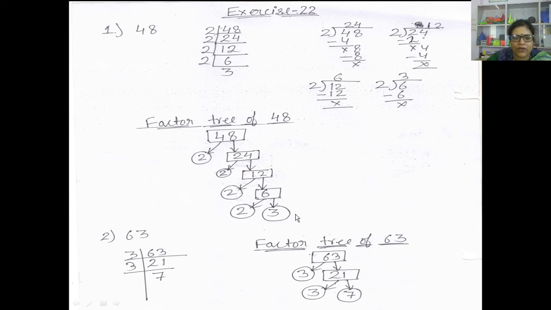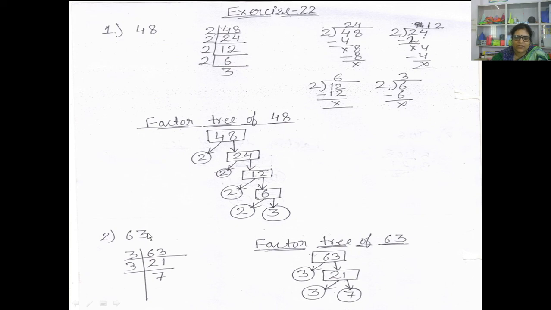So this is the way you write it. This division is your rough work, but without this you are not able to find the next composite numbers. So divide the numbers, then you find the next composite numbers.